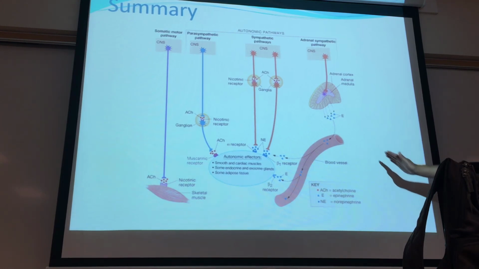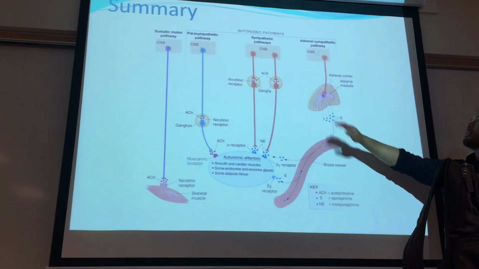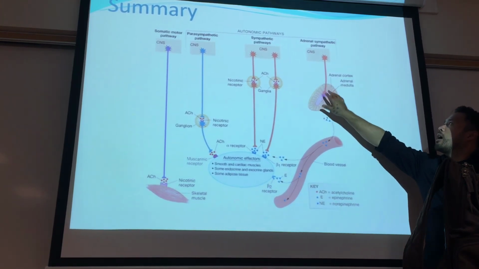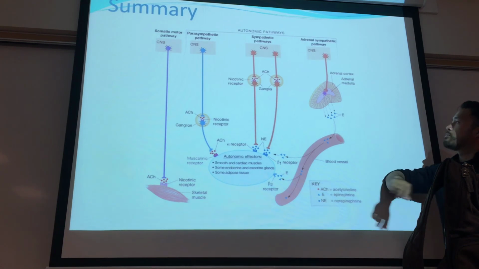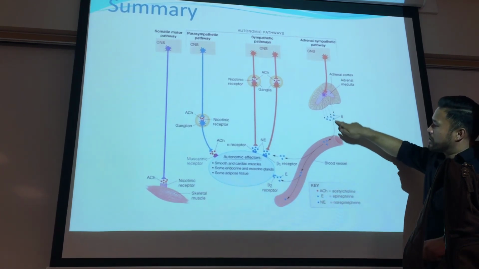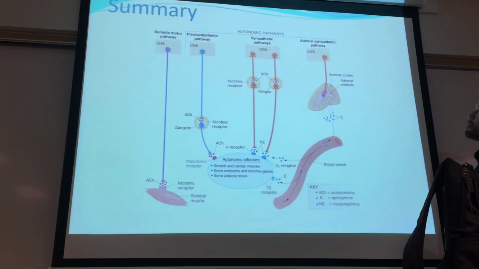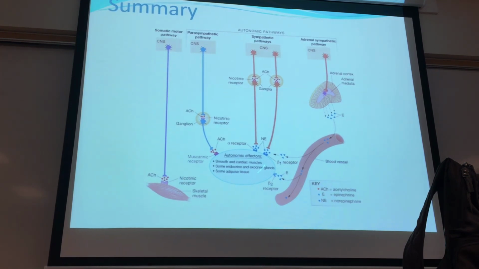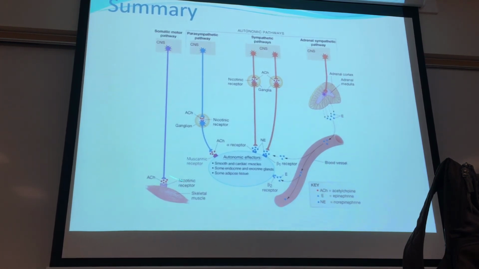And then this is going to be the adrenal pathway, which is the exception, where preganglionic neurons innervate the adrenals specifically to send epinephrine through the circulatory system. So really take a look at these 3 and be able to differentiate between the 2. And that's really it.